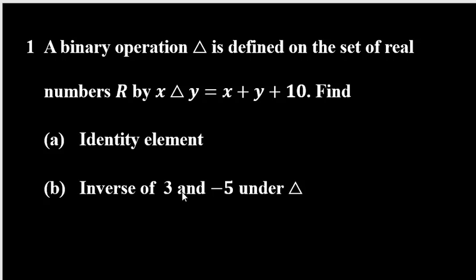This is a binary operation question. You have been given the definition for the operation. Now the question wants you to find the identity element. Before you find the identity element or the inverse, the operation is supposed to be commutative. That condition always holds. In this case, the operation is commutative, that is, x operating on y is equal to y operating on x. That is why they are asking us to find the identity element.